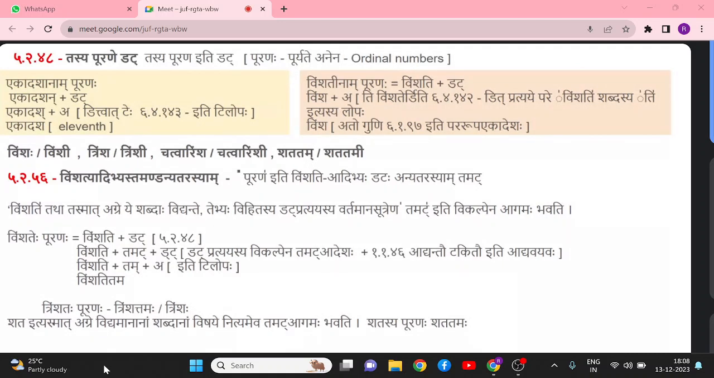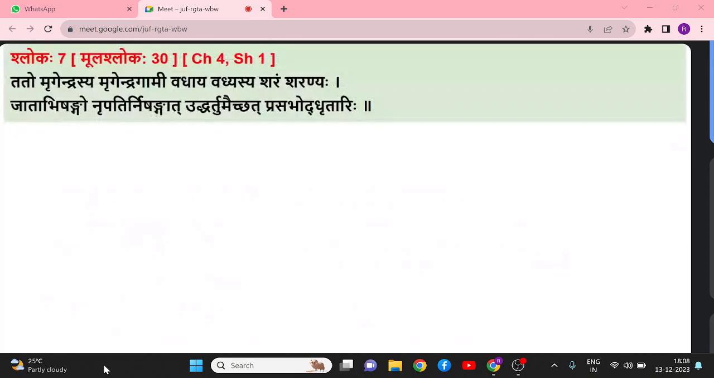Hope it's clear. If you have not understood, don't even bother. But if you are interested, go through the slide again in detail and go through the corresponding sutras. Okay? Dhanyawad. A good question, actually. Even I learned something out of this.